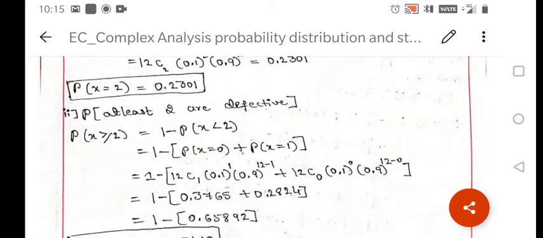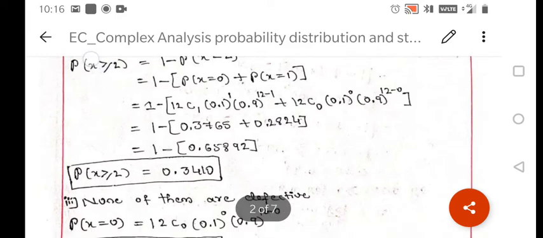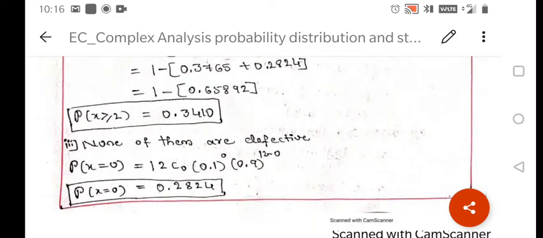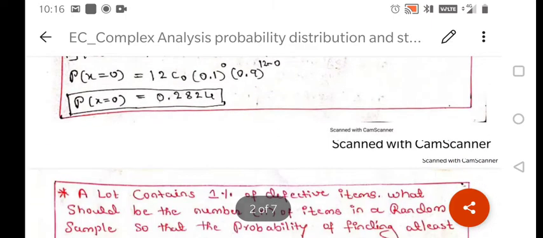Then second case, probability that at least 2 are defective, that is probability that x is greater than or equal to 2, which is equal to 1 minus probability of x less than 2, which is equal to 1 minus, in the bracket, probability that x is equal to 0 plus probability that x is equal to 1. Now that means it is 1 minus, in bracket, 12C1 0.1 raised to 1 0.9 raised to 12 minus 1 plus 12C0 0.1 raised to 0 into 0.9 raised to 12 minus 0, which comes to around 0.3410. And third, none of them are defective. That means probability that x is equal to 0, which comes to around 0.2824.